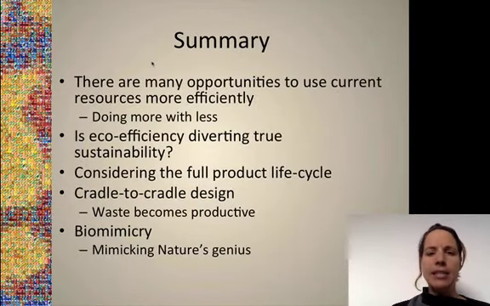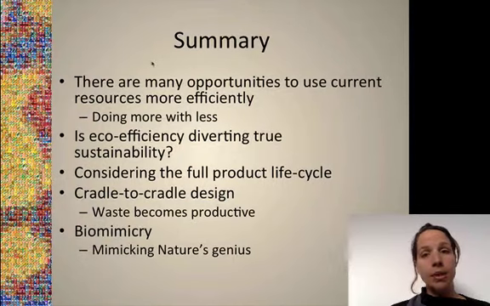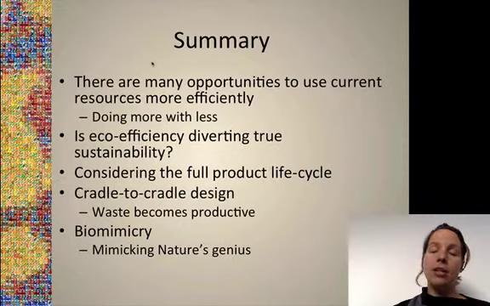So in summary, there are some really positive opportunities to use current resources more efficiently. We can do that through the principles of eco-efficiency, and that's often a good starting place. But it's not the end point, and we need to consider this full life cycle analysis in order to identify opportunities for cradle to cradle and close the loop of production, whether that be through cradle to cradle design or implementing biomimicry principles. But we can't just use products more efficiently. We really need to look for opportunities to close this loop.